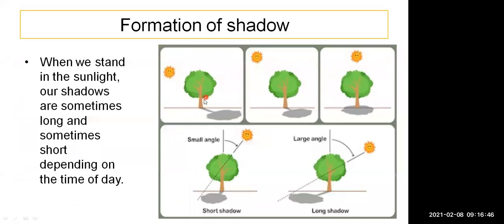Now, you have normally observed these phenomena, the shadows. Sometimes you have seen that the shadows are very long, and sometimes the shadows are very short, right? Sometimes the shadow appears on the east side, and sometimes the shadow appears on the west side. So we'll find out the reason why this phenomenon is taking place.